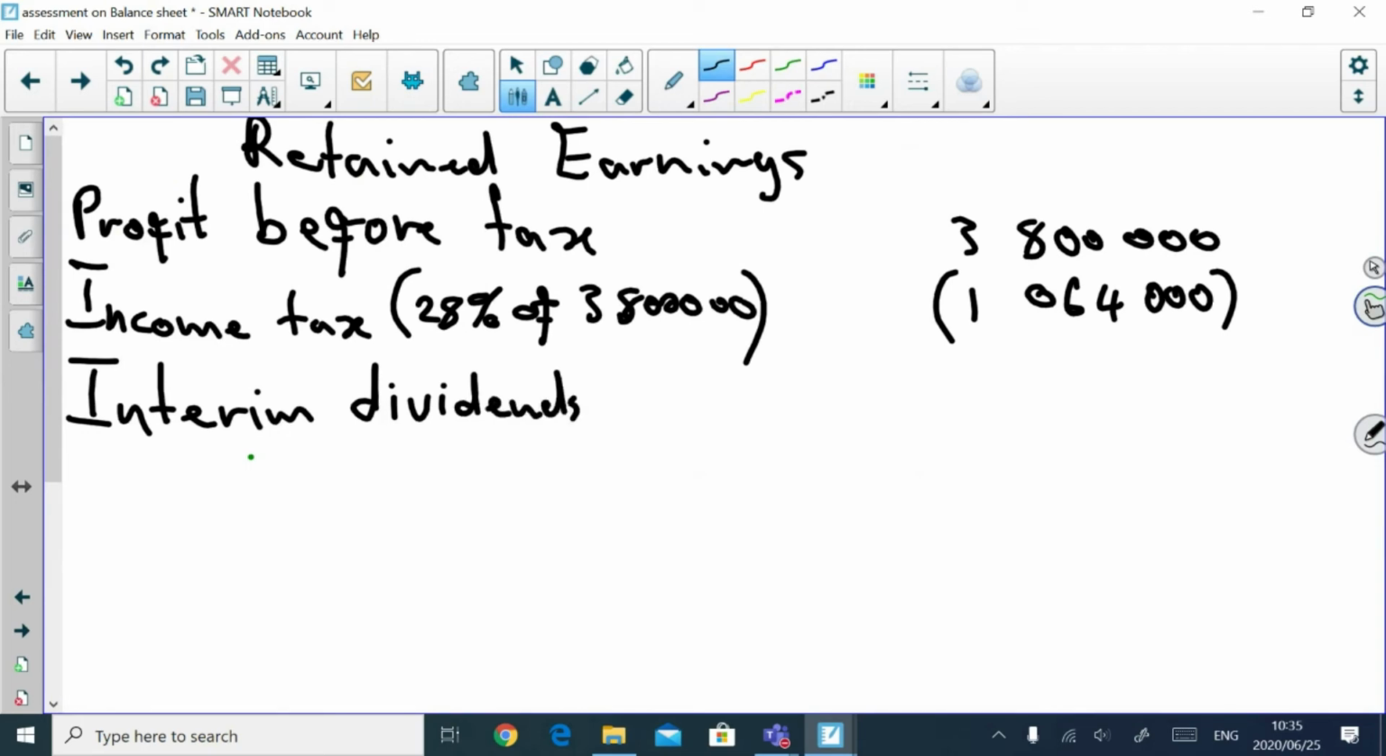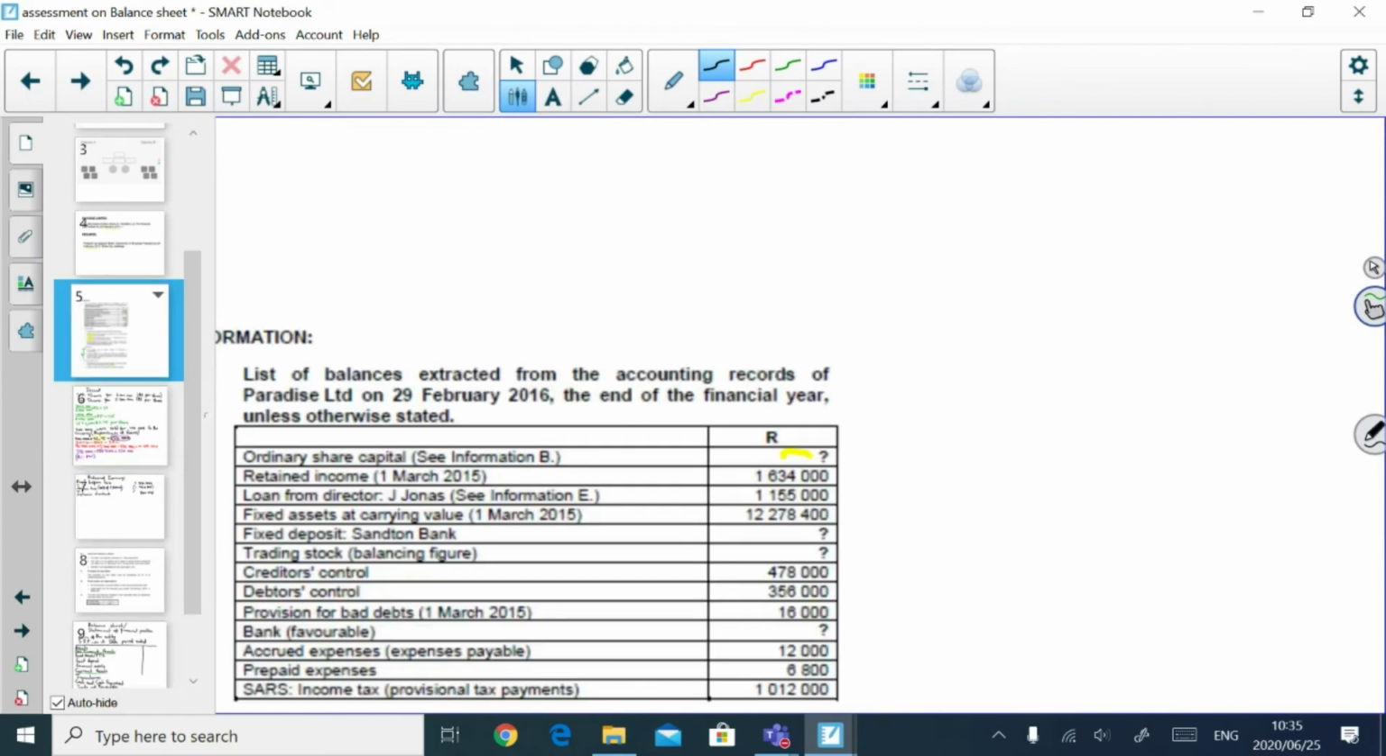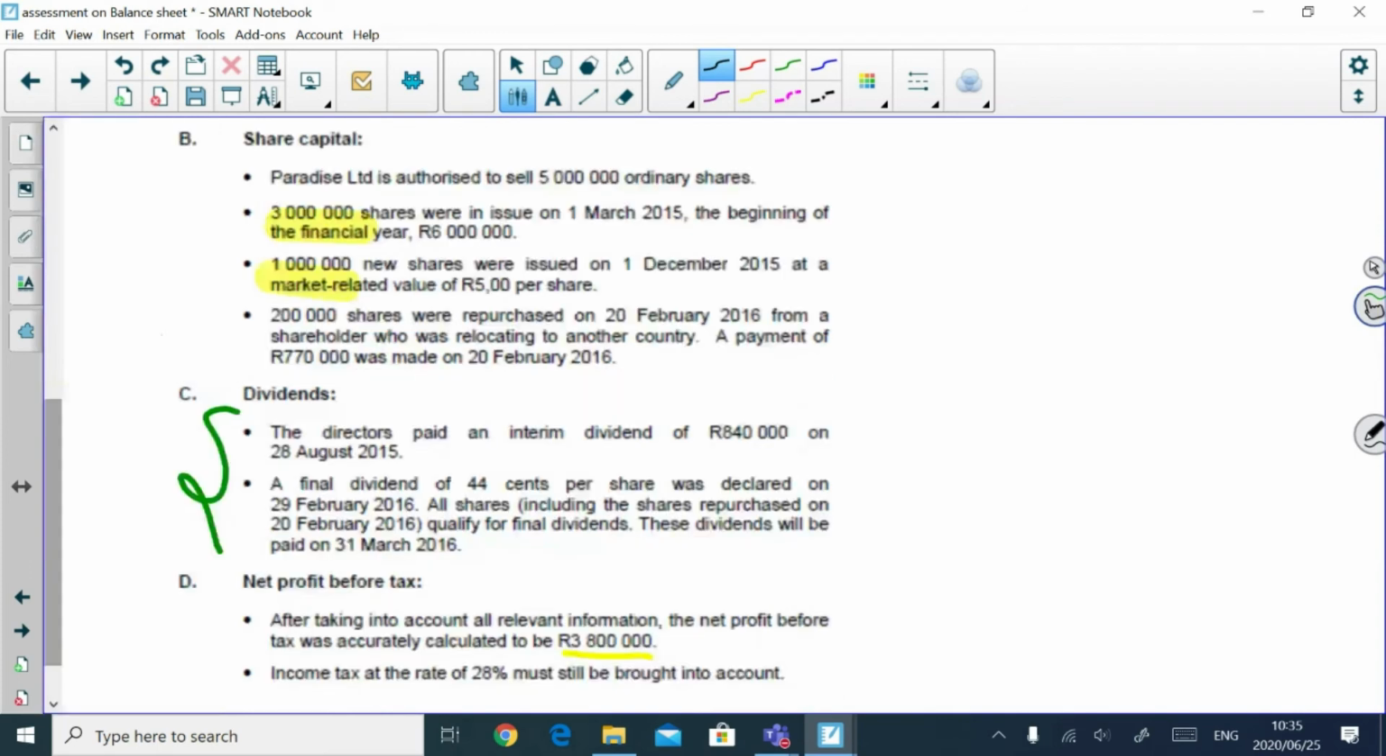That is 4. That is how much? 840,000. And let's put it in brackets and see something here. The directors, okay, and the final dividend of 44 cents per share was declared. Okay, let's start with this one.